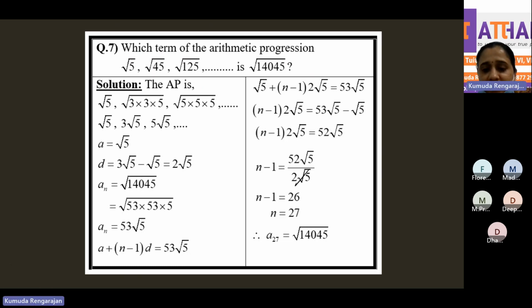So root 5 and root 5 get cancelled. 52 by 2 is 26. So 26 plus 1, 27. The 27th term of the AP is this one. This one is the 27th term of the AP.